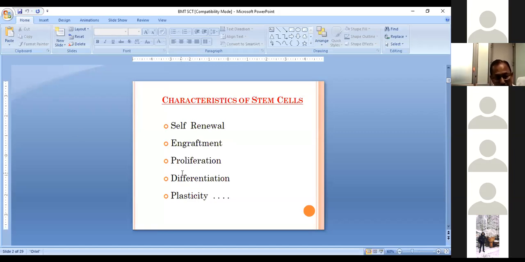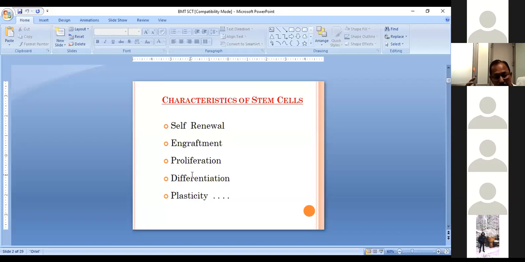Proliferation means multiplication. Differentiation means that the stem cell differentiates into myeloid and lymphoid cells, and these cells give rise to more mature cells, and those more mature cells finally give rise to the peripheral blood cells like B and T lymphocytes, NK cells, the red cells, the platelets, and the granulocytic cells.